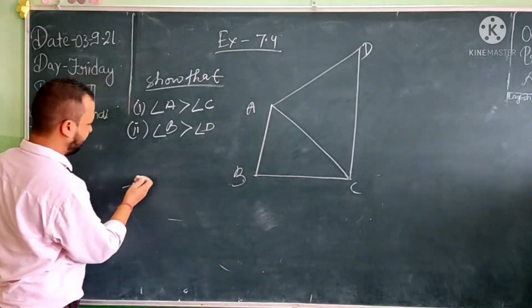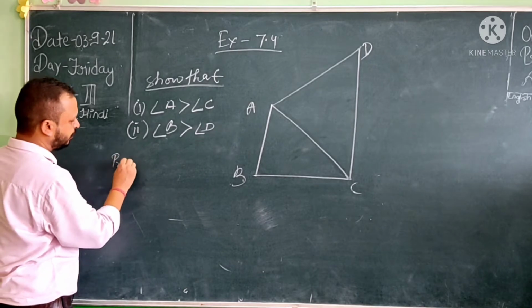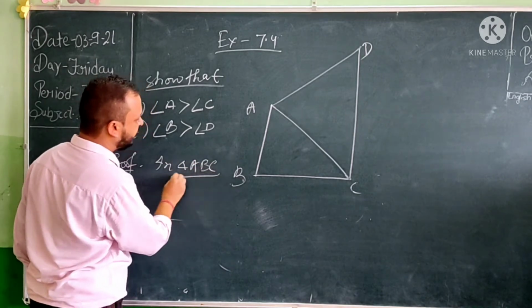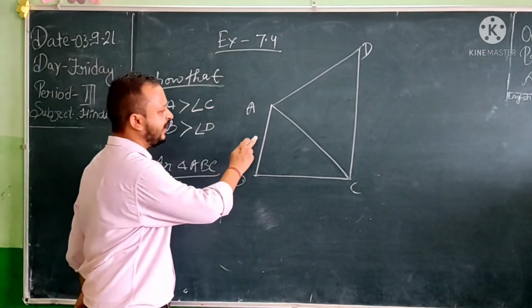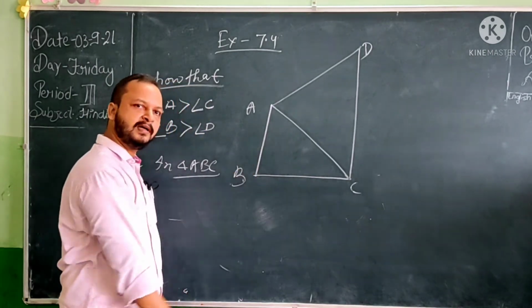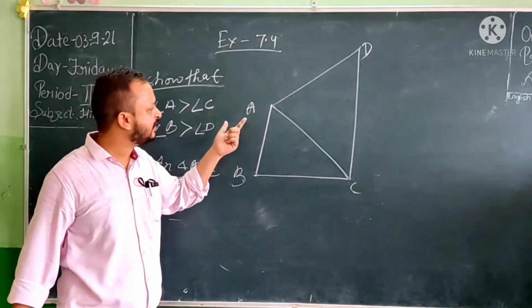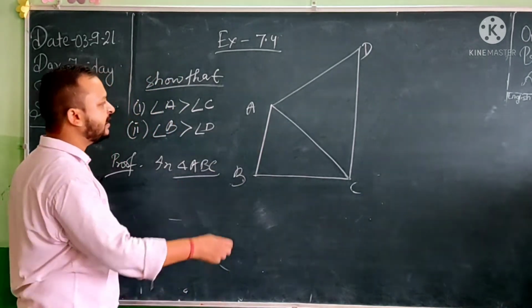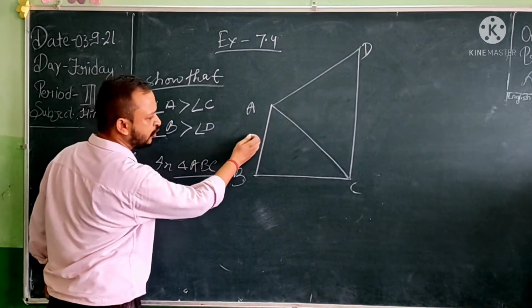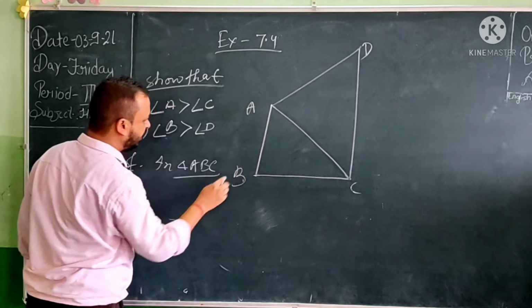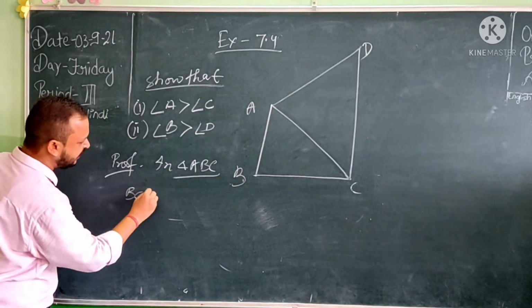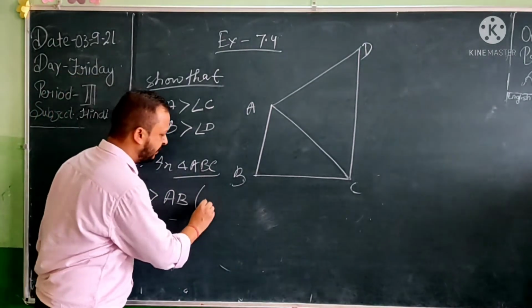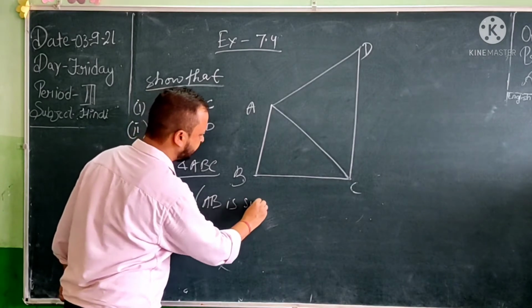So in triangle ABC, here it is given that AB is the smallest. If AB is the smallest, it means BC is longer than AB. AB is the smallest, it is given in the question. So it means BC is longer than AB. So you can say that BC is greater than AB. Why? Because AB is smallest.